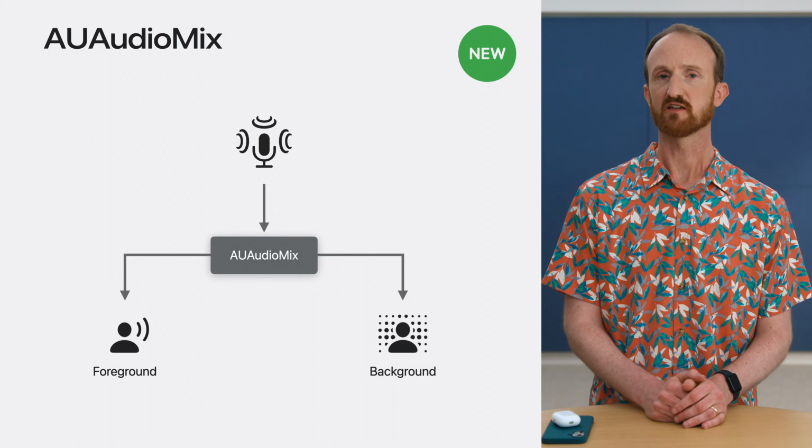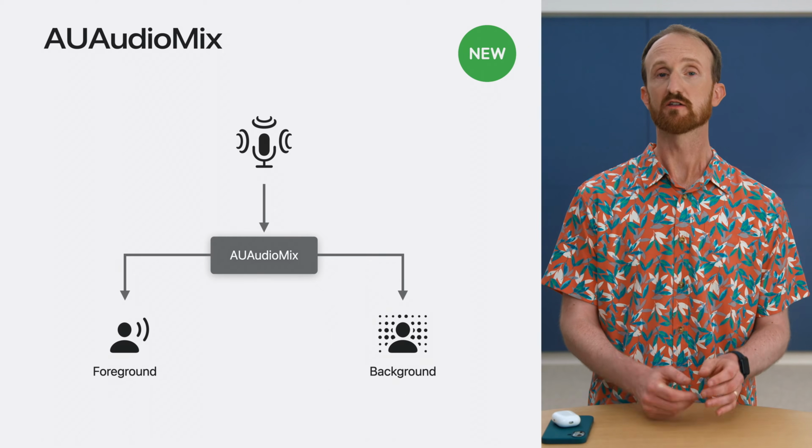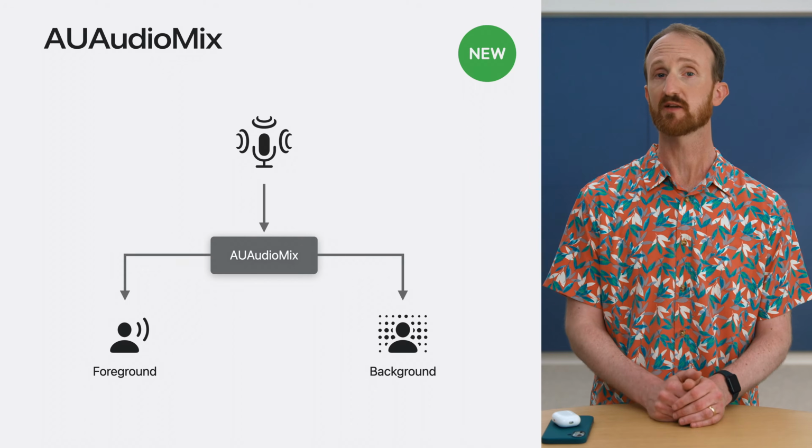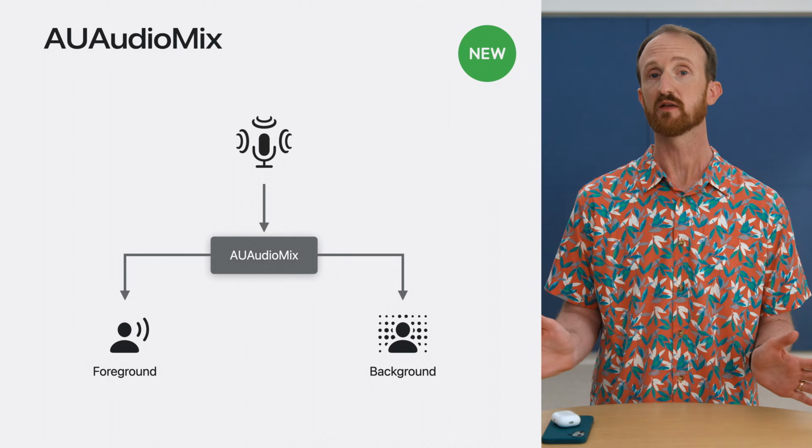Outside of AV player, you can run the audio mix processing with a new audio unit called AU Audio Mix. This is the AU that performs the separation between speech and ambience. Using this AU directly is useful for apps that don't use AV Player, which configures many settings automatically. If your app needs a more specific, customized workflow, AU Audio Mix provides more flexibility and tuning options.